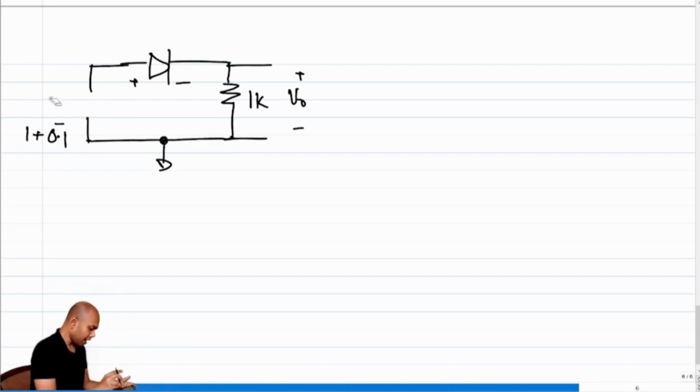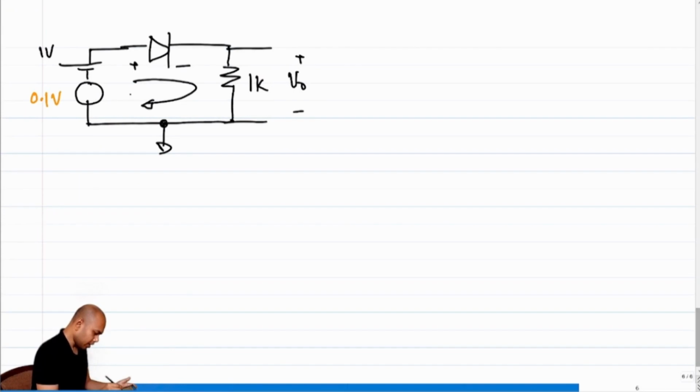Essentially, I am saying I already had this battery of 1 volt. What I am doing is applying another increment on top of it of 0.1 volt. I knew that I had a quiescent current of 0.3 milliamps. I am trying to figure out what the new current is, or let me simply call this delta I.